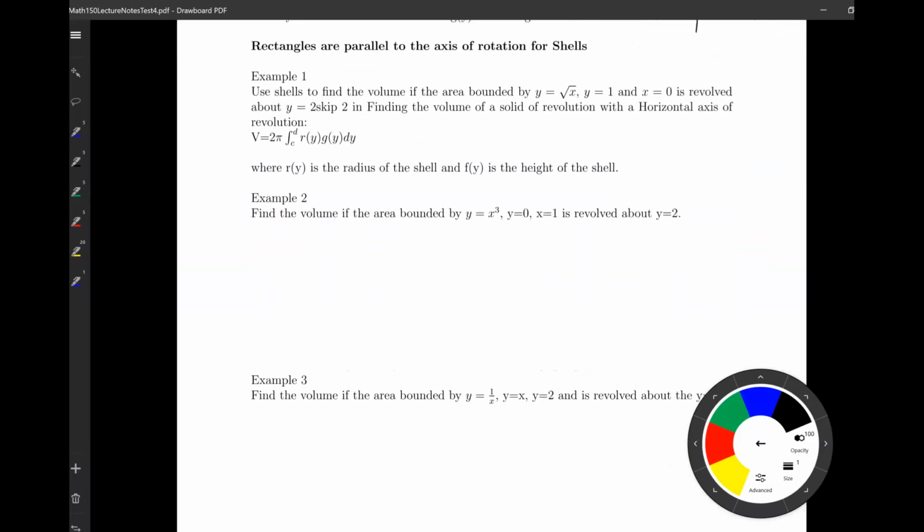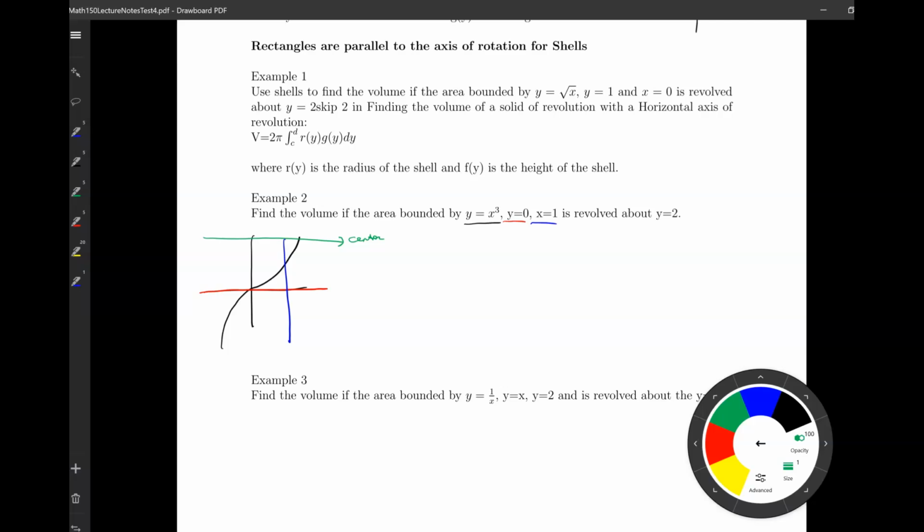All right, let's check it out here. So I have y equal x cubed, which looks like this, y equals 0, which is this, x equal 1, which is this. Okay, so now I'm revolving it about y equals 2. So y equal 2 is going to be up here. If I'm going to be revolving it about y equal 2, there's the center. So I could do this in one of two ways.